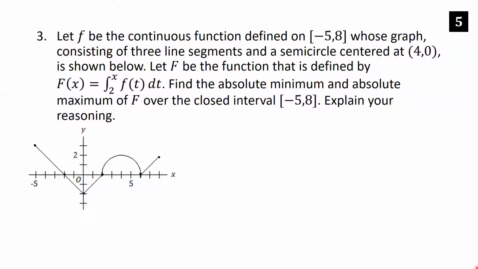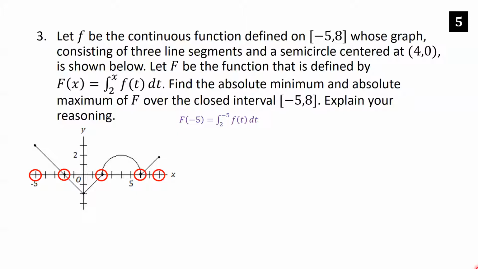Explain your reasoning. Okay, so first of all, we have the critical points of -2, 2, and 6. And we also have endpoints of -5 and 8. So we're going to be checking capital F at each of those 5 points, and then just picking the one that gives us the biggest and smallest values.